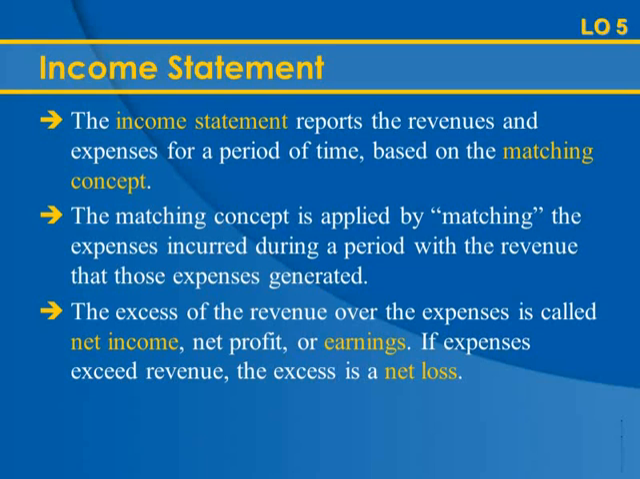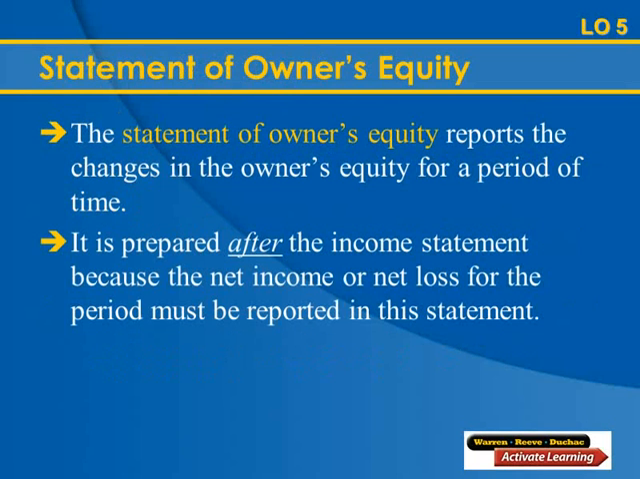Net income or net loss is computed by comparing revenues and expenses for a period of time. An excess of revenues over expenses results in net income. The excess of expenses over revenue results in a net loss. The statement of owner's equity summarizes the changes in the owner's equity that have occurred during a specific period of time, such as a month or a year.